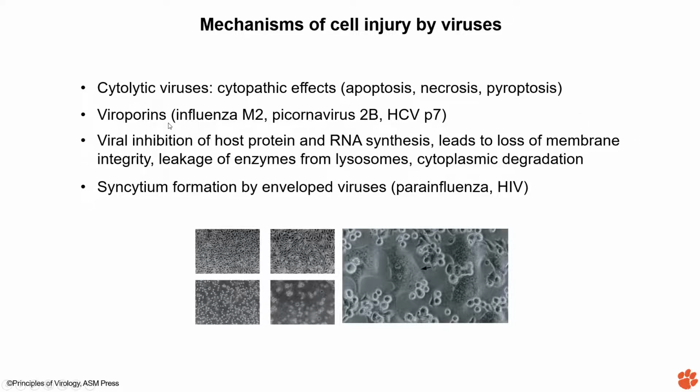And we have seen this, it doesn't need a recap. Basically, host protein and RNA synthesis inhibition leads to loss of membrane integrity, leakage of enzymes from the lysosome, and cytoplasmic degradation. We talked a lot about the protein and RNA synthesis inhibition, how it is done. And you can also see that there is some syncytium formation, which is the fusion of cells into these large giant cells. Here you see 1, 2, and 3 of these.